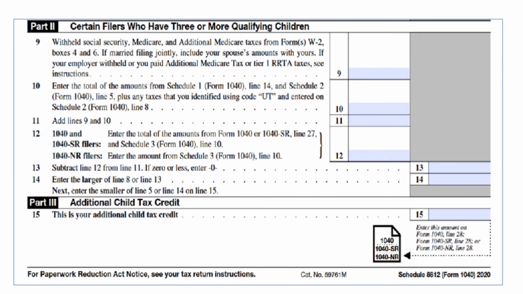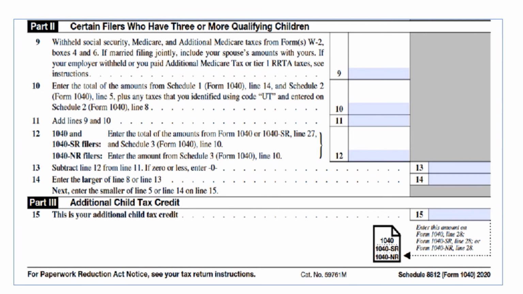And on line 14, you want to enter the larger of line 8 or line 13. Then you need to enter the smaller of line 5 or line 14 on line 15. And for line 15, basically, this is your additional child tax credit. So you just need to enter the amount shown here on Form 1040, line 28.